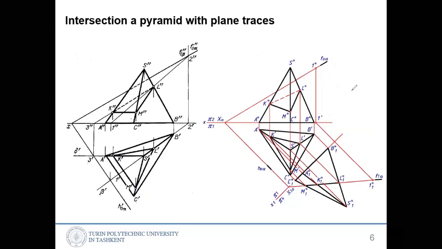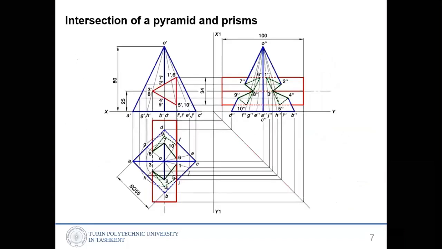Another thing I'd like to show you is this one: intersection of a pyramid and prism. The pyramid is given, and the prism is given, and the prism position is not in the center. In previous examples, the prism was at the center of the shape, but this one is a little bit on the side. So how to do this?